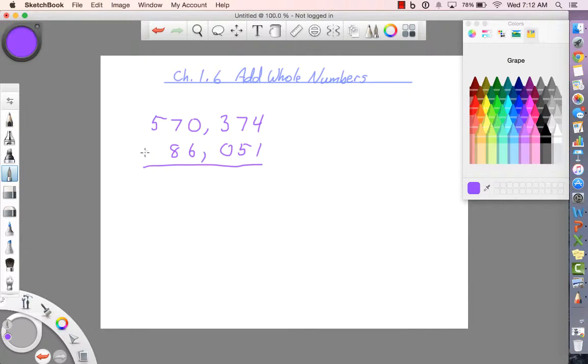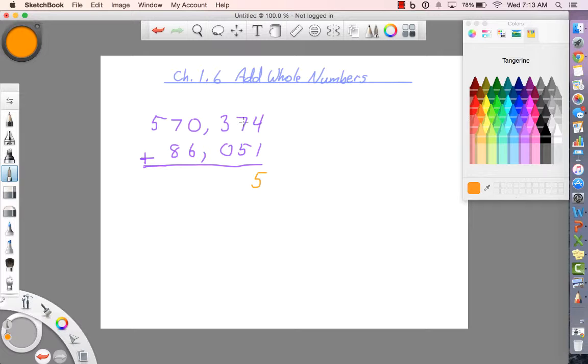All right, and we're going to make sure we include the addition symbol and this line to separate our work. It's important. And then we start by adding the ones. 4 ones and 1 one. 4 and 1 is 5. Okay, that works really good. Then we're going to add the tens.